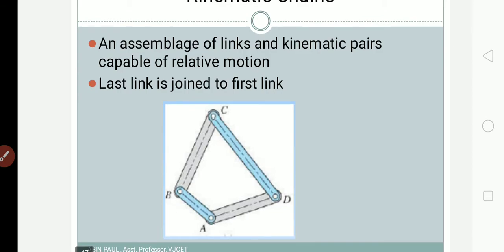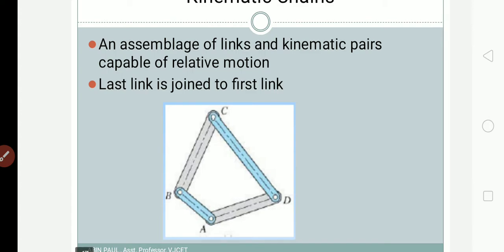And the criteria for obtaining a kinematic chain is that the last link is joined to the first link. That is another important criteria. The last link must be connected to the first link. That is a kinematic chain.